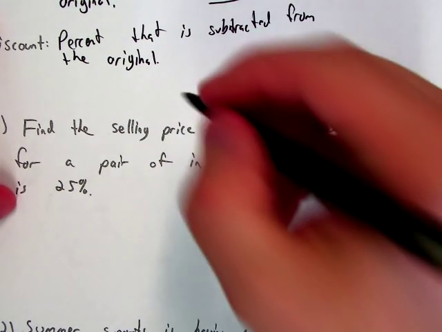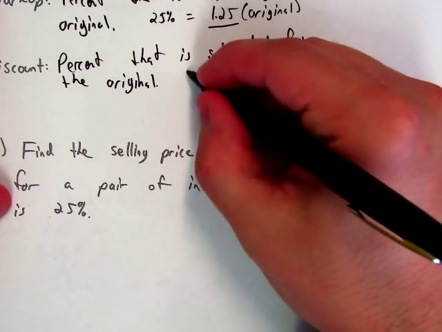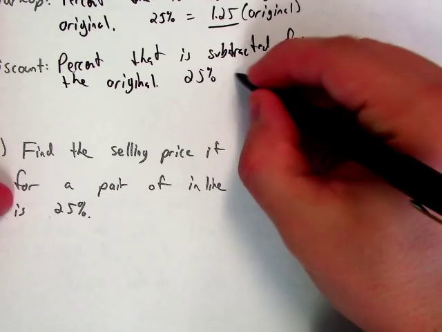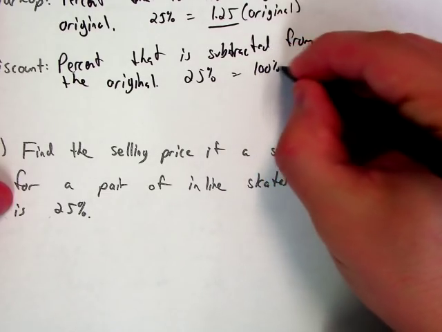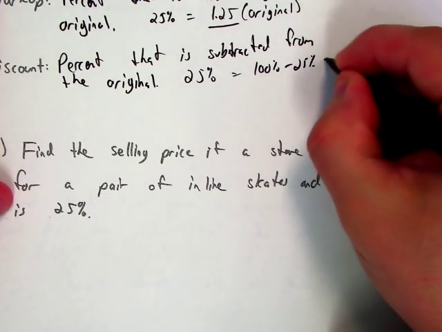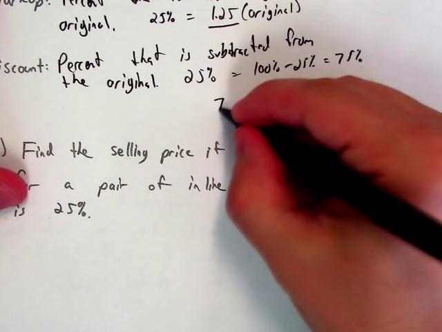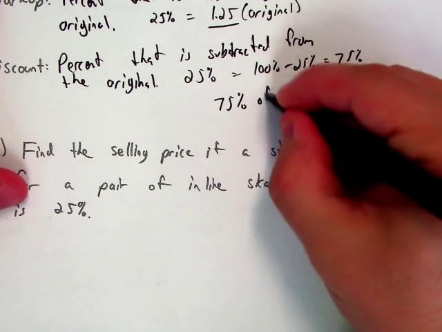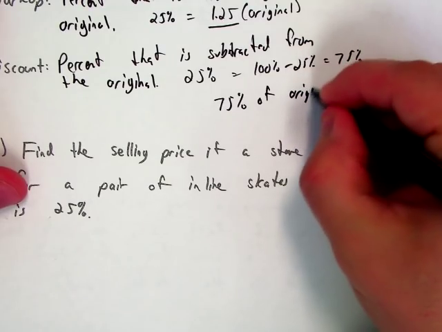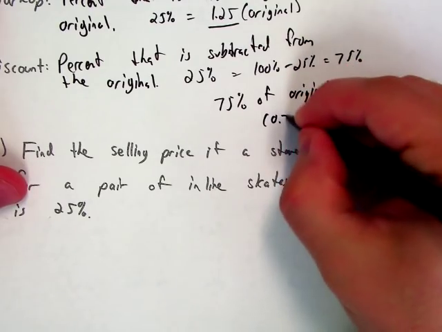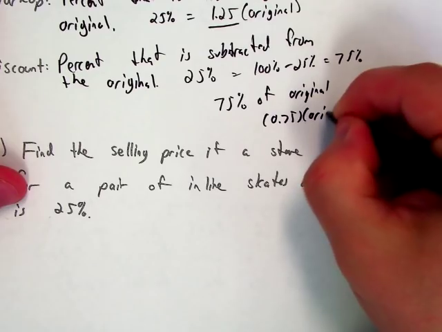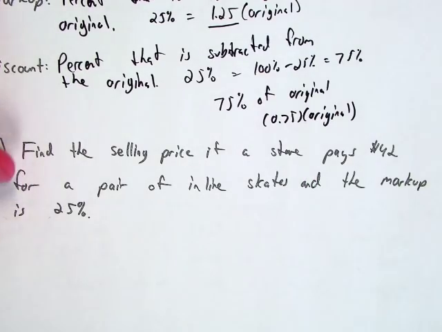For the percent discount, if it's a 25% discount, that's really equal to 100% minus 25%, which is 75%. So we'd be taking 75% of the original, which would be 0.75 times the original.